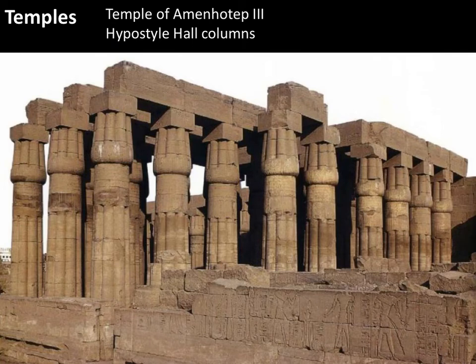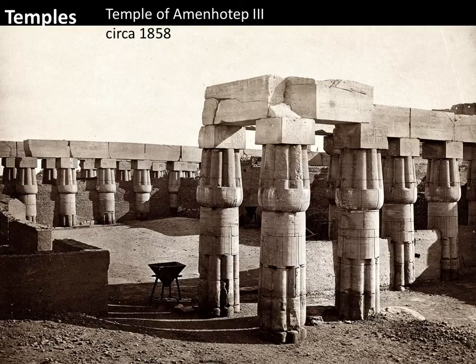Same temple. This is the hypostyle hall, where you have that tight cluster of columns, and all of them are holding up beams. You notice the beam on top. So the columns hold up these beams, which then hold up the ceiling.